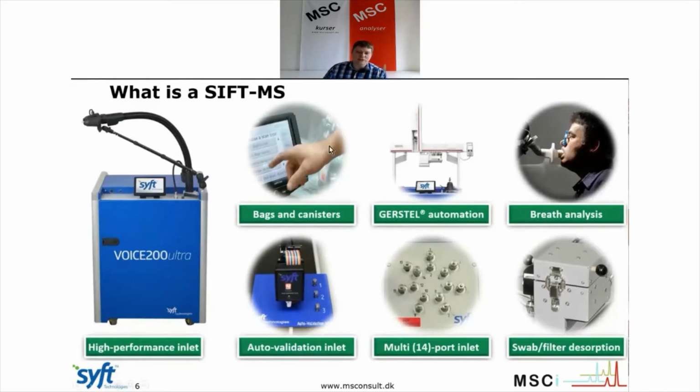Another way to analyze is, of course, to use back-end canisters. You can use my favorite one, Gerstel automation. I'm sure that has nothing to do with us being distributors for Gerstel, but it's nice if you want to do static headspace analysis really fast. Another thing that's really nice about this instrument is that you can do breath analysis. It's simply designed so that it can handle a high amount of water, which is usually a problem when you run, for instance, GC-MS. And then there are some other inlets as well, and these aren't even all the inlets that are available. It's just some I picked out.